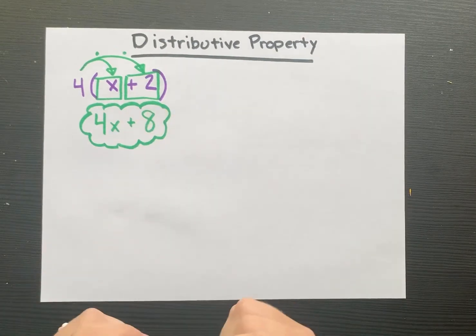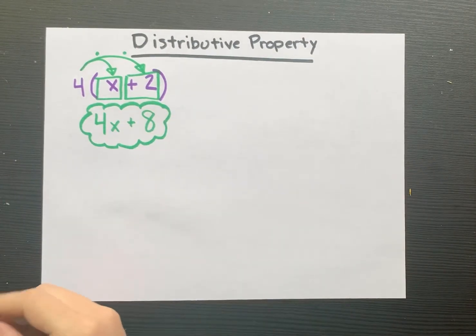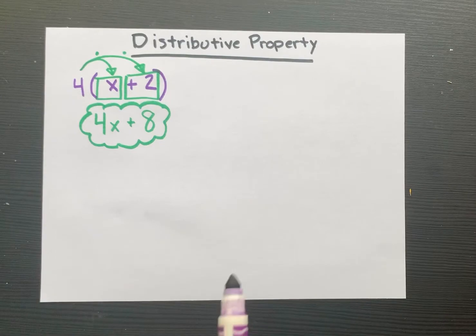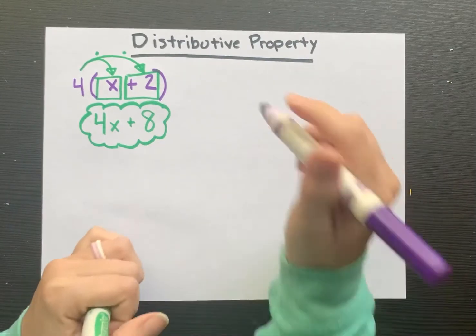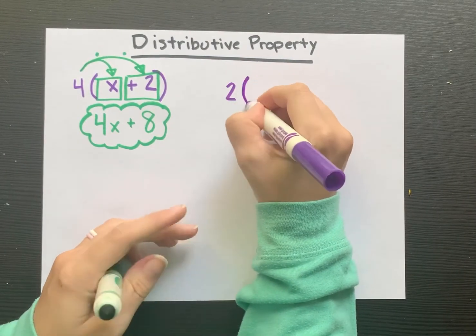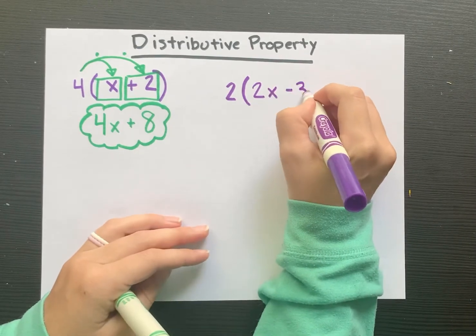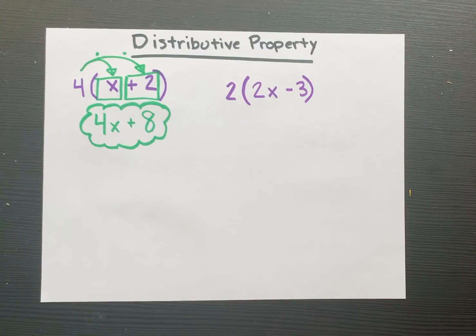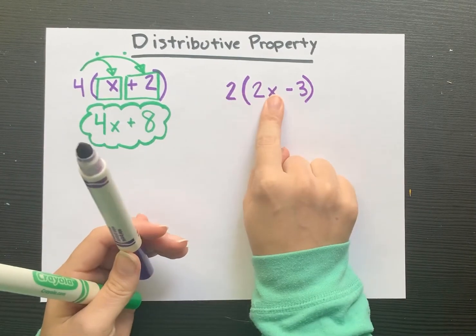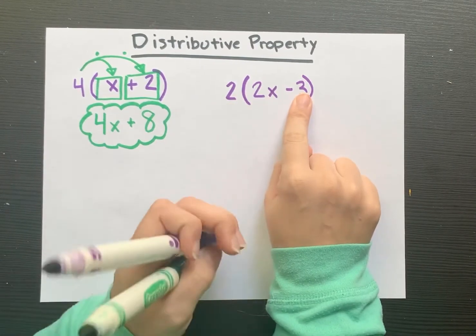We'll get a couple more examples and see what happens. Some other things can happen, like we have some negatives and whatnot. Let's look at this one: 2 parentheses 2x minus 3. So we've got 2 x's, and we have 2 minus 3.